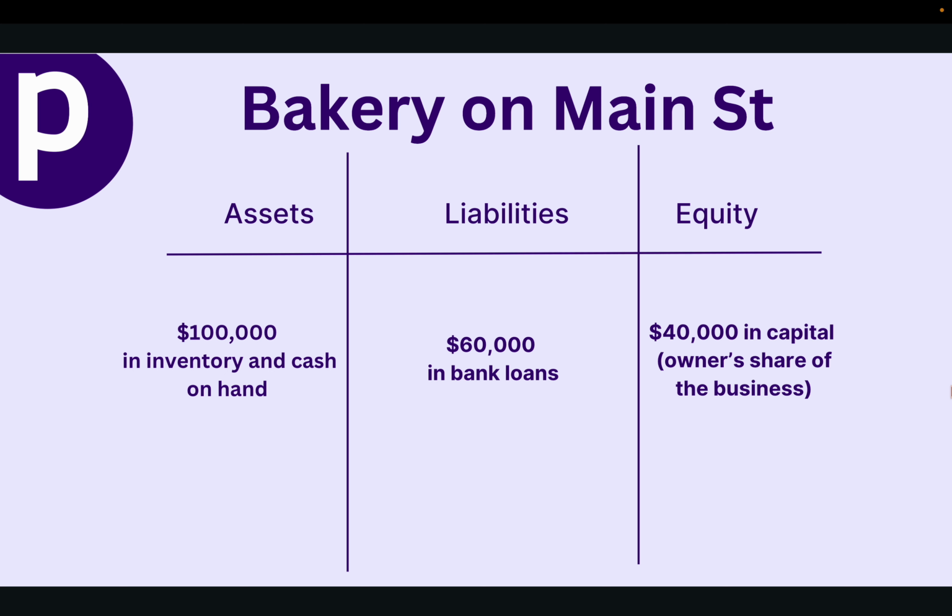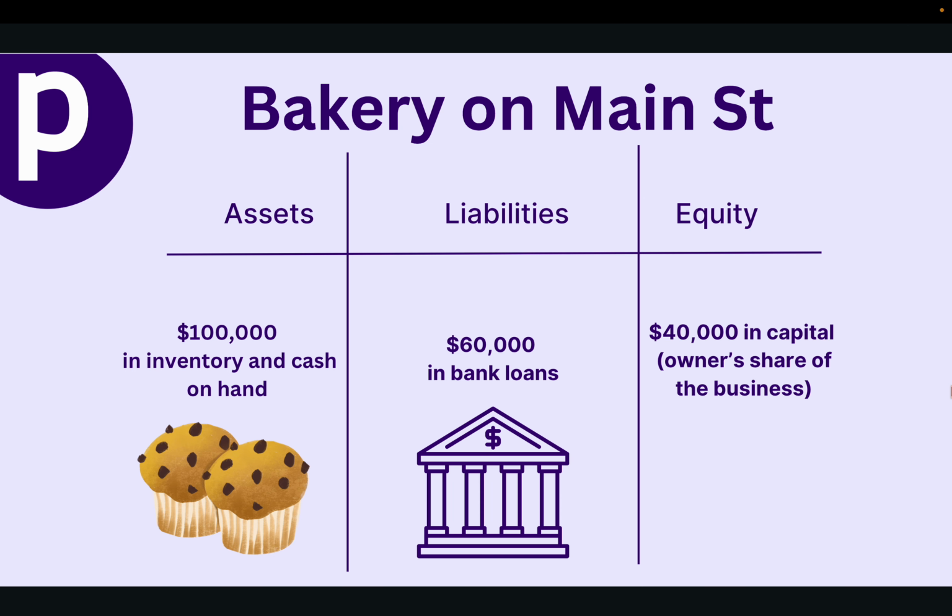So let's take an example. Let's do a bakery, for example. In their assets, they have combined $100,000 in inventory and cash on hand. They also have in liabilities around $60,000 in bank loans. That means if you take $100,000 in assets and subtract the $60,000 in liabilities, you're left over with $40,000 in capital. That's the owner's share of the business.